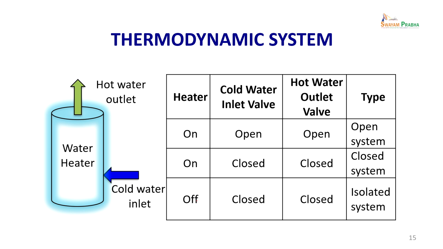Now, when we switch off the heater and at the same time both the valves are closed, there is no mass transfer into the system or from the system, there is no energy transfer, there is no interaction between the system and the surroundings. So, this case becomes an isolated system. So, the same example can be considered as an open system, closed system and isolated system according to the various operating conditions.